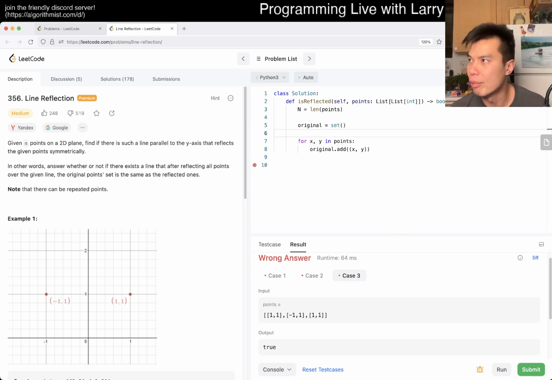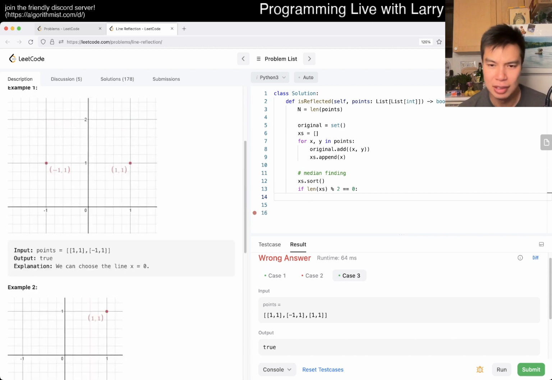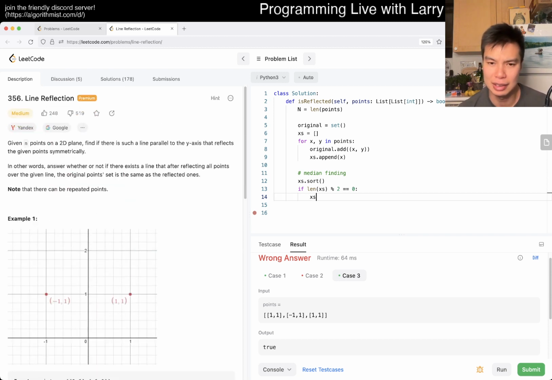and then maybe we do something like xs equals the x values of the points, and then we can just do the median. And you can do this in linear time with median finding, of course. But I am just lazy, so let's just say, if the length of xs is even, that's at least 1 point, right? Okay, if this is even, then it's just xs of... I guess this is n, right?